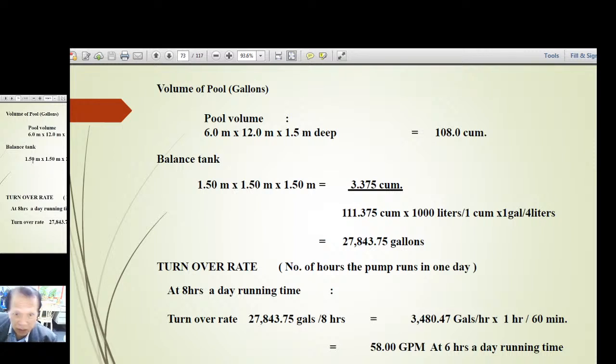Balance of tank is 1.5 by 1.5 by 1.5, or 111.375 cubic meters. Times 1,000 liters per cubic meter, you get 27,843 gallons. Number of hours the pump runs in one day, say using 8 hours: 27,843 divided by 8 hours, you get 3,480 gallons per hour. Divide by 60 minutes, your pump will be 58 gallons per minute.